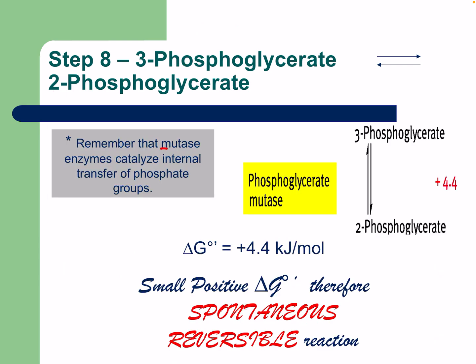So remember that mutase enzymes catalyze internal transfer of phosphate groups. So again, phosphoglycerate mutase is the reaction of step 8. Again, this is a small positive reaction, so it should therefore be spontaneous and reversible, which it is.